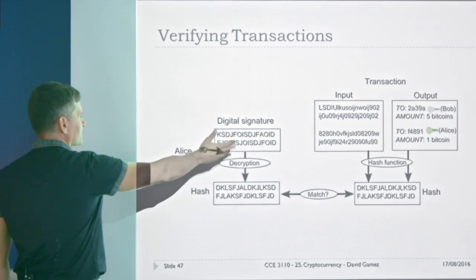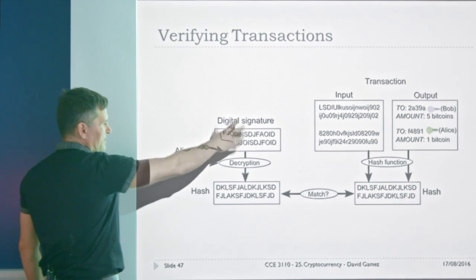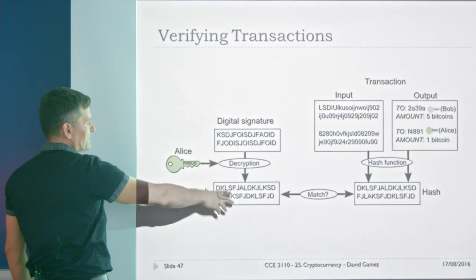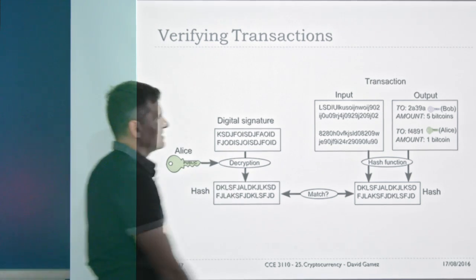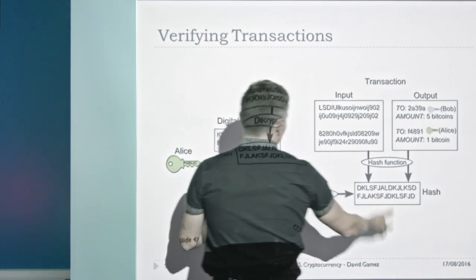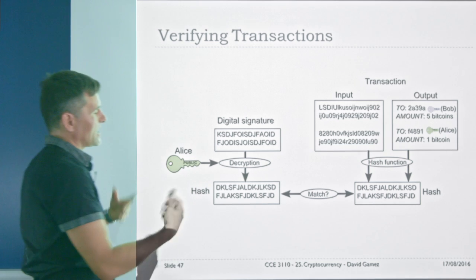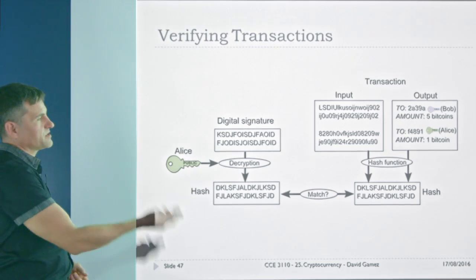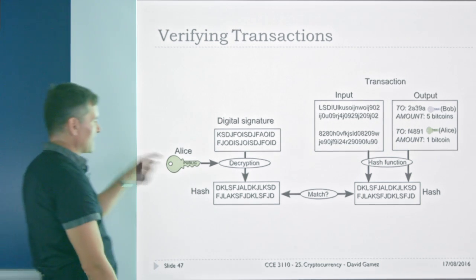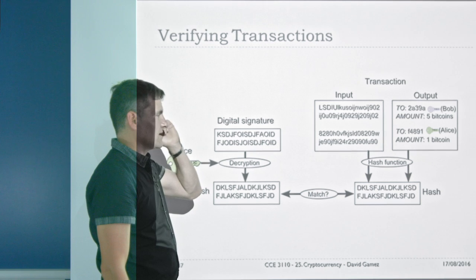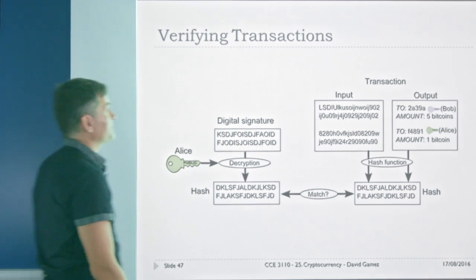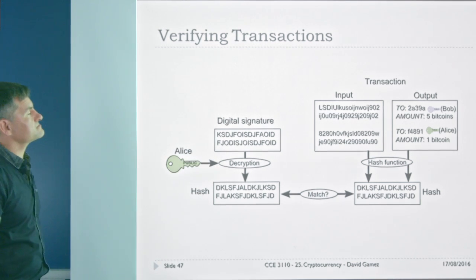So here we have the usual process. We have the digital signature of the transaction. We decrypt that to get the hash of the transaction. Then we take a hash of the transaction and we compare them. If the decrypted digital signature matches the hash of the transaction, then it was Alice who signed it, and the transaction hasn't been changed or altered in any way.